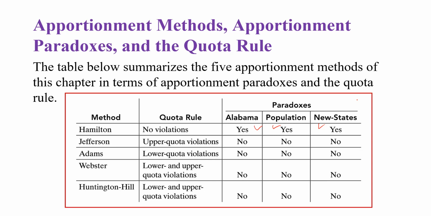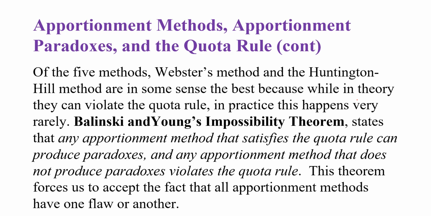And of course, there has to be something impossible, right? Just like in chapter 1. So here it is. Of the 5 methods, Webster's method and the Huntington-Hill method are in the most sense the best because while in theory they violate the quota rule, in practice that hardly ever happens. So here it is. Balinski and Young's Impossibility Theorem states that any apportionment method that satisfies the quota rule can produce paradoxes. Any apportionment method that does not produce paradoxes violates the quota rule. You can't have both. We good? It's kind of like, can you have a fair election, right? That's the whole concept of fairness. All right, so therefore you're going to violate one or the other. Okay, that's kind of how it boils down to.